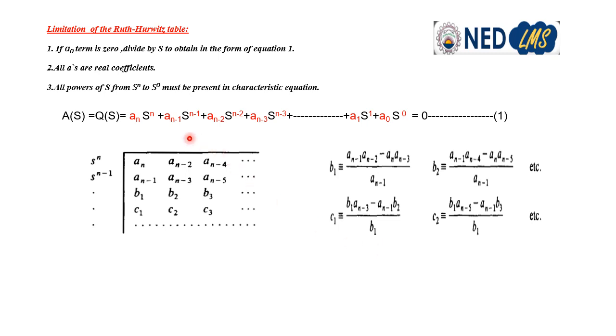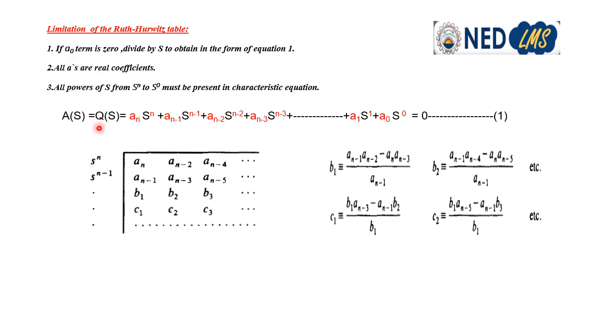This is the characteristic equation, sometimes represented by A of S, the auxiliary equation, or the characteristic equation Q of S. The highest power of S is S raised to the power n, and the next is S raised to the power n minus 1, in decreasing order of power: S raised to the power n minus 2, n minus 3, and so on up to S raised to the power 1 and S raised to the power 0. The corresponding coefficient of s raised to the power n is a n, of s raised to the power n minus 1 is a n minus 1, and so on. So this is the standard form of the characteristic equation of the system.